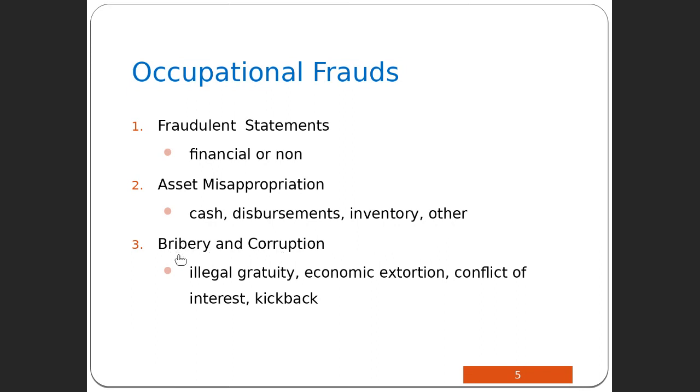The third category is bribery and corruption. Bribery is rishwa. Bribery is giving somebody a gift or money to gain an unfair advantage. And corruption is any type of illegal or unethical action. And we're going to talk about many examples. A few examples are here on this slide.